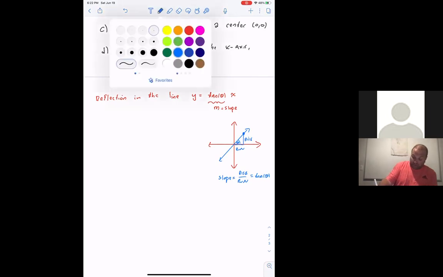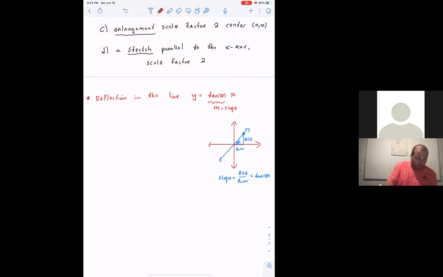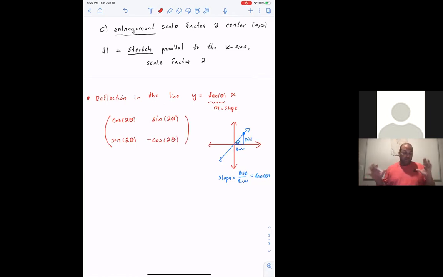Either way, as our first matrix, the matrix of transformation is cosine 2 theta, sine 2 theta, sine 2 theta, negative cosine 2 theta. We'll see how this matrix is used. But this 2 by 2 matrix is reflection in the line y equals tangent theta x.